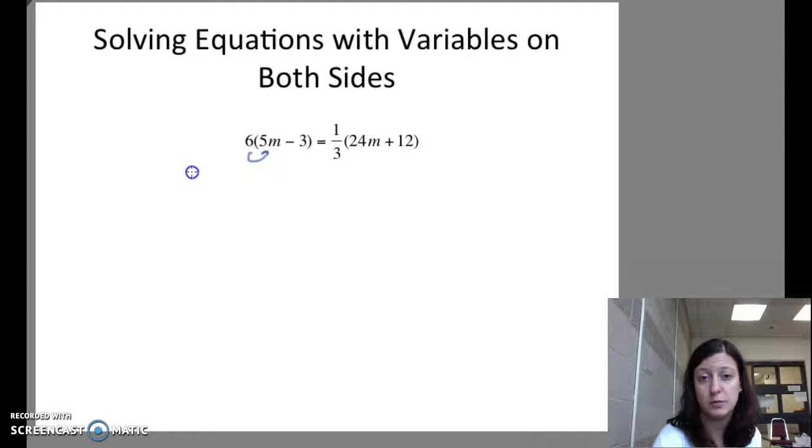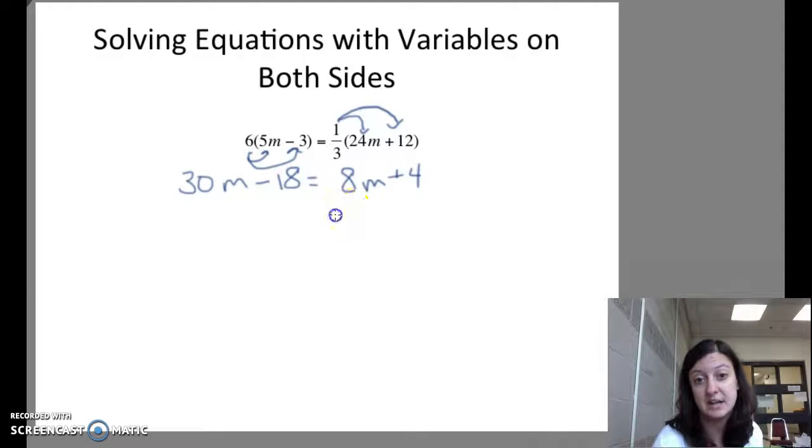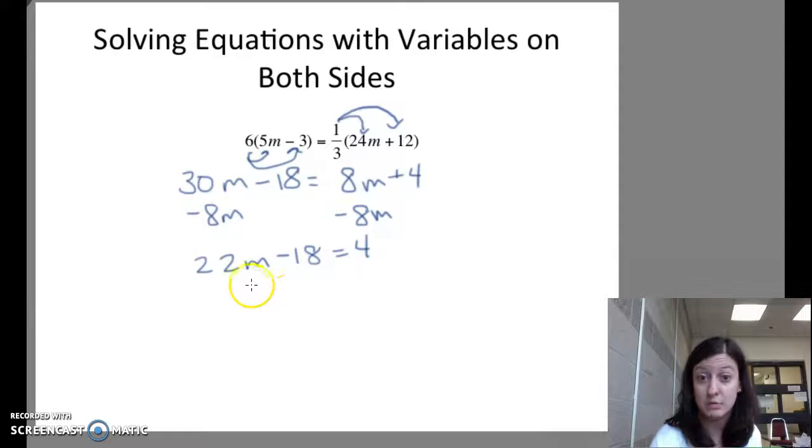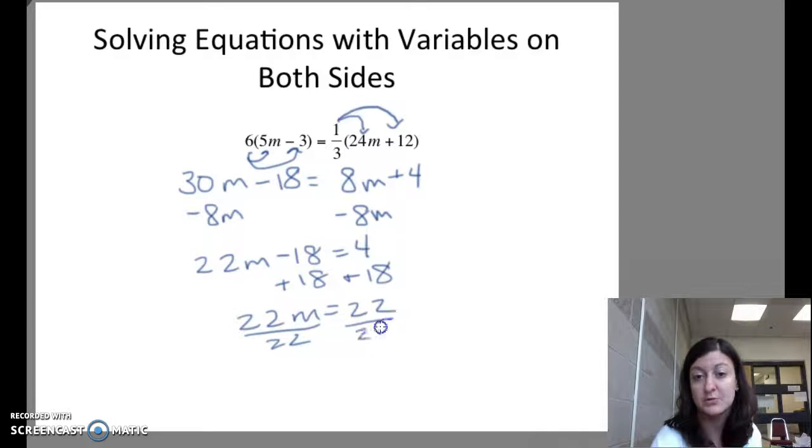Okay, step 1 was simplify both sides of the equation. So this side I have to distribute, 30m minus 18 equals 1/3 of 24 is 8m. 1/3 of 12 is 4. Step 2, move the variables to the same side. I'm going to subtract 8m. The reason I'm doing that is because 8 is smaller than 30 and I don't want to deal with a negative sign. Now I'm going to add 18 to both sides. And it's just a regular equation now. 22m equals 22. So when I divide both sides by 22, I get m equals 1. Easy peasy.